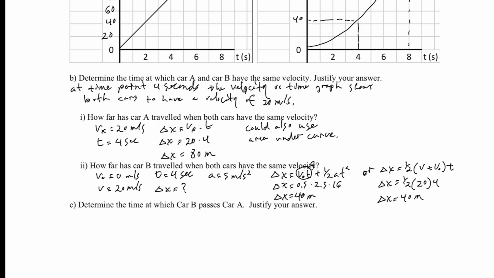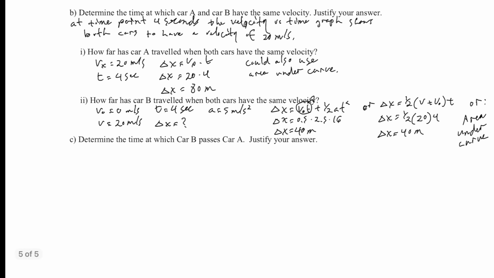I'll fix that on the key. Where I'm talking about in that first equation where I put 0.5 times 2.5, I applied the half to the 5, and then I kept it in there, just in the written. And I could have also used the area under the curve.